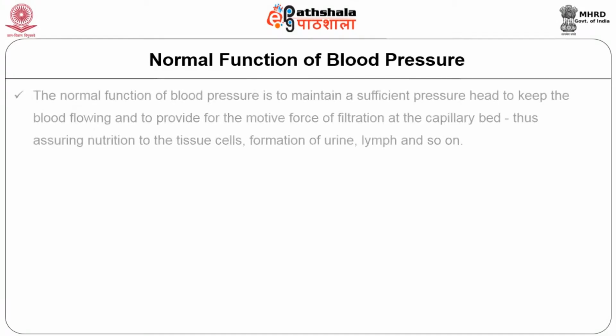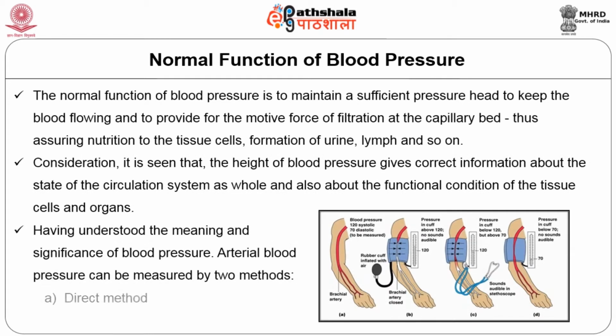The normal function of blood pressure is to maintain a sufficient pressure head to keep the blood flowing and to provide for the motive force of filtration at the capillary bed, thus assuring nutrition to the tissue cells, formation of urine, lymph, and so on. From the above consideration, it is seen that the height of blood pressure gives correct information about the state of the circulation system as a whole, and also about the functional condition of the tissue cells and organs.